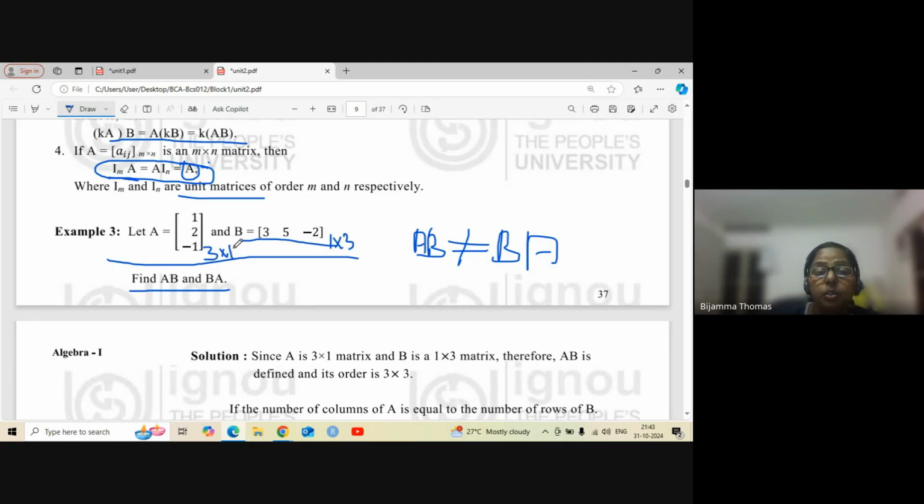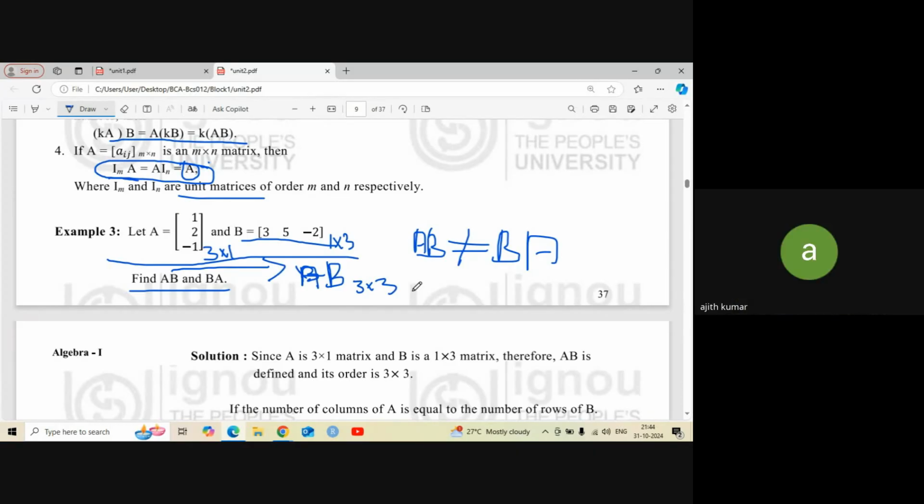AB is possible. That is, the number of columns in the first matrix equals the number of rows in the second matrix. And the resulting matrix AB is of order എന്തായിരിക്കും പിള്ളേരെ? AB is of order ഏതായിരിക്കും? 3/3 matrix ആണ് നമുക്ക് കിട്ടാൻ പോകുന്നത്. Is it clear?